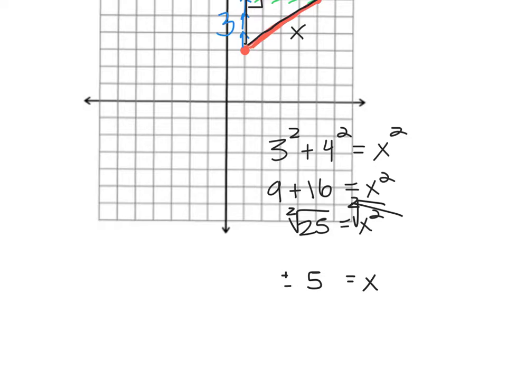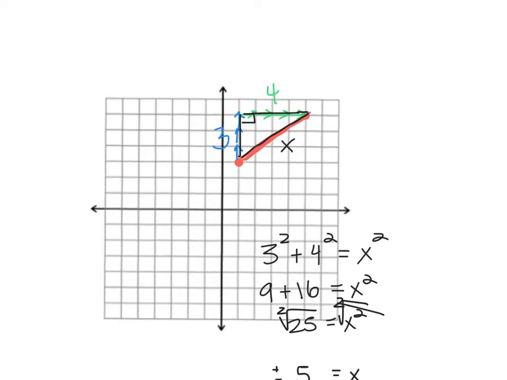Now, can I use the negative answer? No, because we're talking about length. How long is that line? And that line is 5. Those two dots are 5 spaces away from each other.